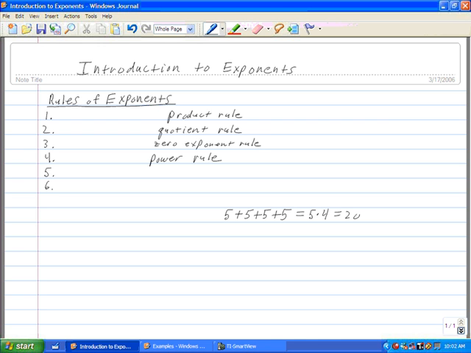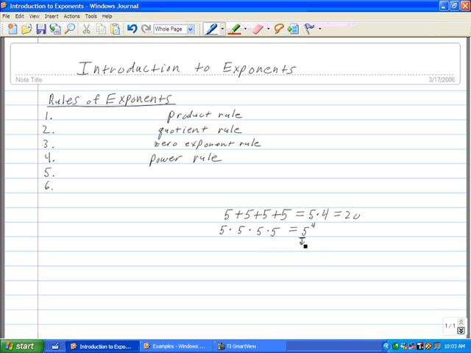So the next step would be to wonder, what would you do if you were asked to take 5 and multiply it by itself 4 times? Well, that's where exponents come in. When a number or variable is being multiplied by itself a certain number of times, we write this using exponential notation. With our exponential notation, there are two critical ingredients here.